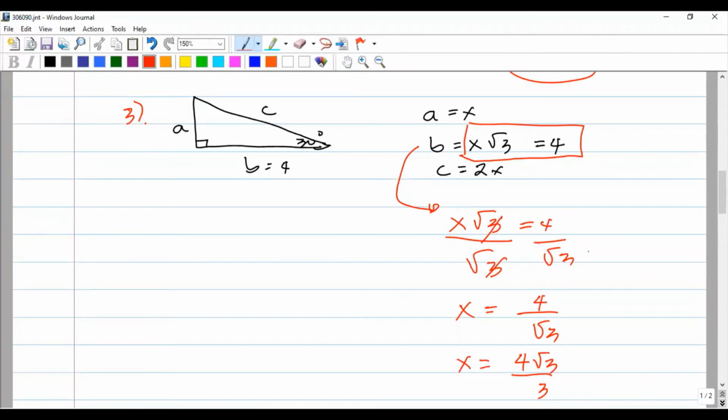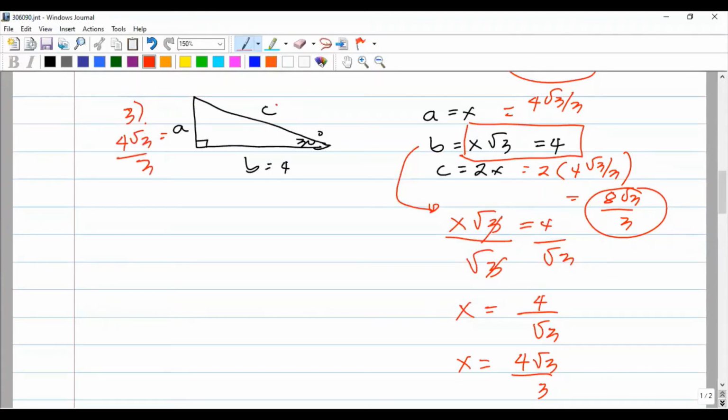So our C is 2X, and since our X is 4 square root of 3 over 3, then our C, which is 2X, is equal to 2 times 4 square root of 3 over 3, which is equal to 8 square root of 3 over 3. So therefore, our side A is now 4 square root of 3 over 3, and our C is 8 square root of 3 over 3. So that is how we use our 30, 60, 90 triangle theorem.